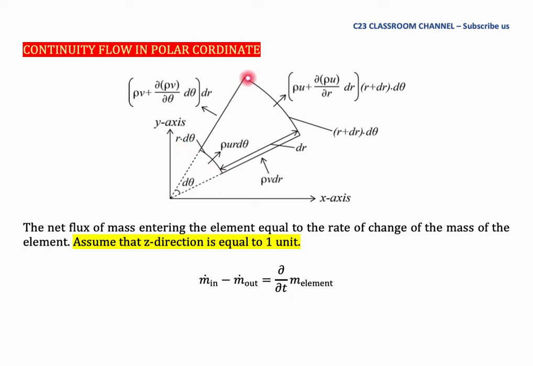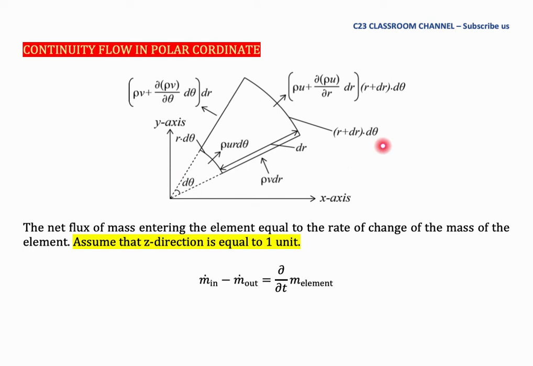And for this outer arc, we could calculate the length as (r + dr) dθ, because we have r until this point, and we need to add dr to express the total value of the radius at this point. So we write (r + dr) times dθ. The angle here is not changed. Please do not make a mistake about the angle here.